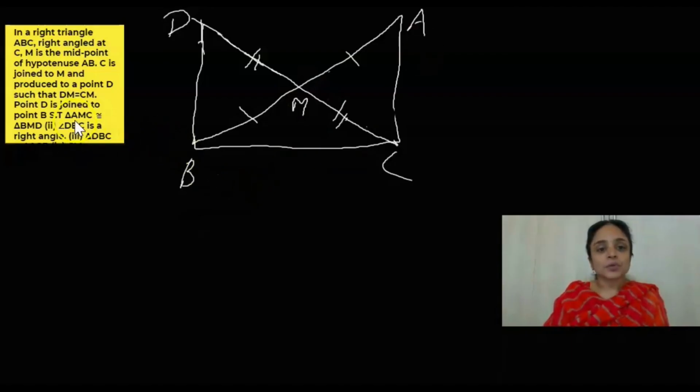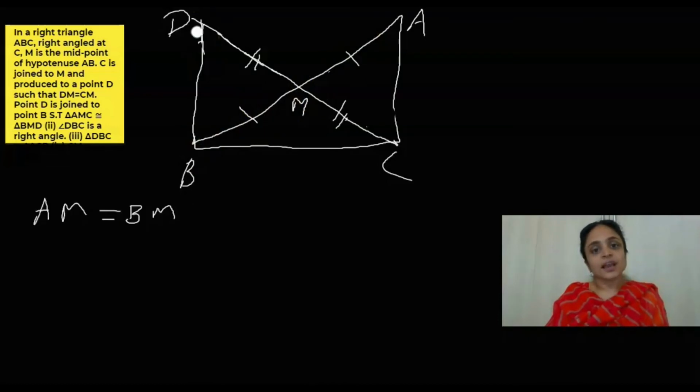First, we have to prove that triangle AMC is congruent to triangle BMD. Here, given that AM is equal to BM because M is the midpoint of AB. So AM is equal to BM. Then we have DM equal to CM, given that DM is equal to CM.